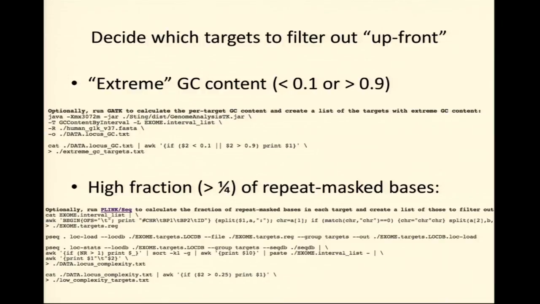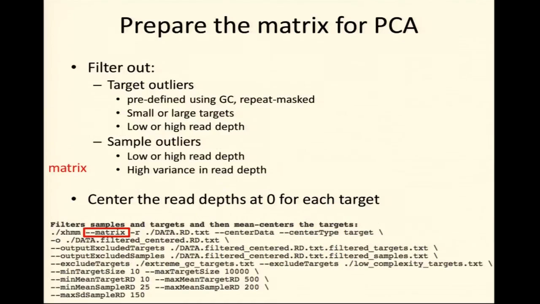Similarly, in terms of mapping, if there are targets that have very high fractions, at least a quarter of their bases being repeat masked, so if you just download the track from UCSC, or you look at certain reference genomes that have that, and that's what we use PlinkSeq for in this case, then we actually just remove those certain targets. Again, these steps are optional, but they help with the data being cleaner and getting better results.